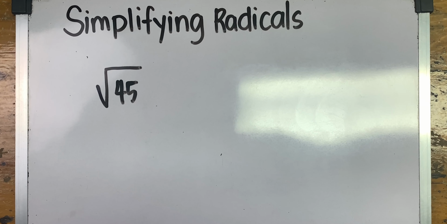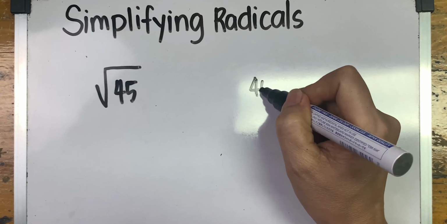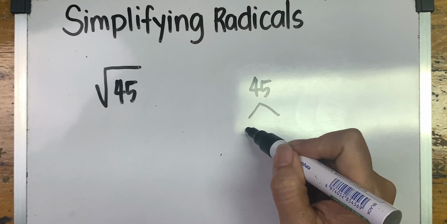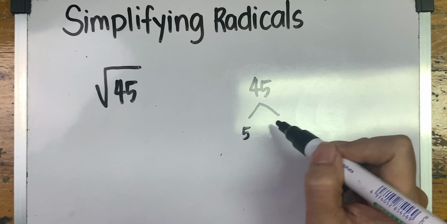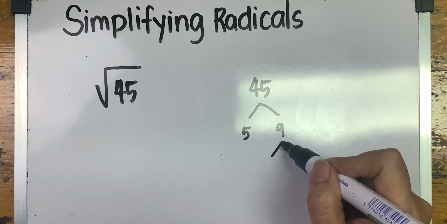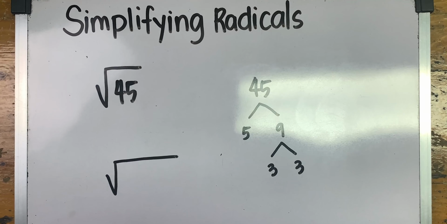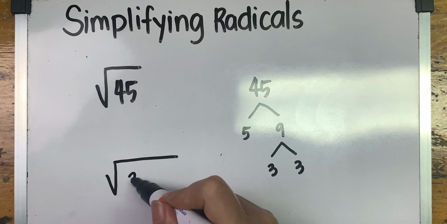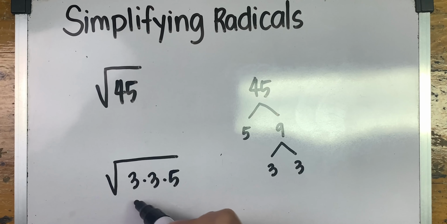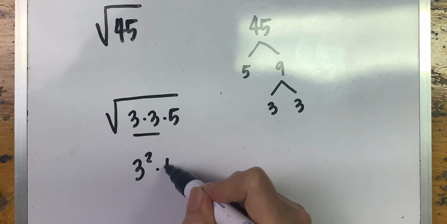Gagamit tayo ng prime factorization. So sa prime factorization, kukunin natin ang factors ng 45. Factors ng 45 ay 5 and 9. And factors ng 9 is 3 and 3. Kung i-factor natin ng 45, meron tayong 3 times 3 times 5. Now, 3 times 3 is actually equal to 3 squared times 5.